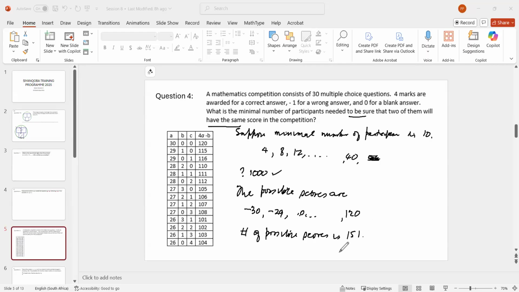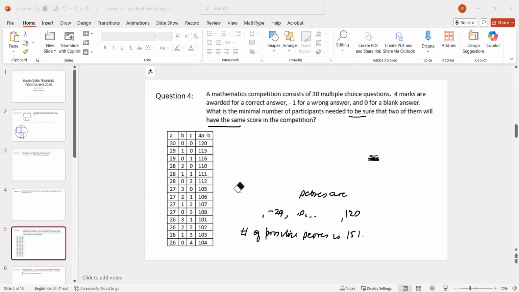So there are 151 possible scores, which means that if there are 152 participants, you must get two of them having the same score. I'm going to repeat that. So we know the number of possible scores is 151, right? So if you got 151 people participating here, you can have 151 different scores.